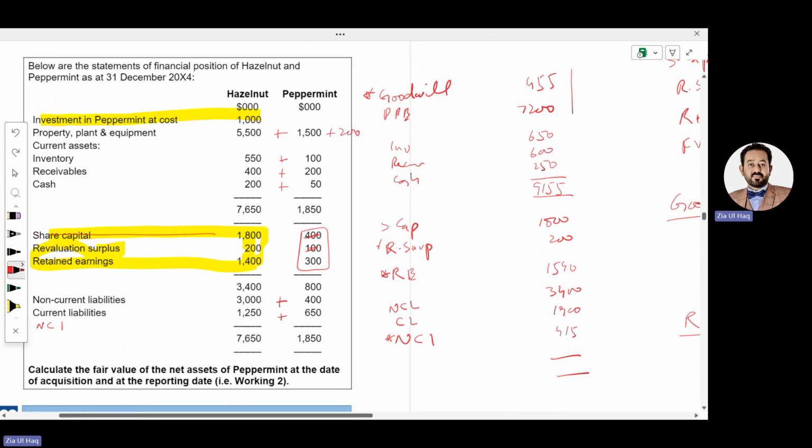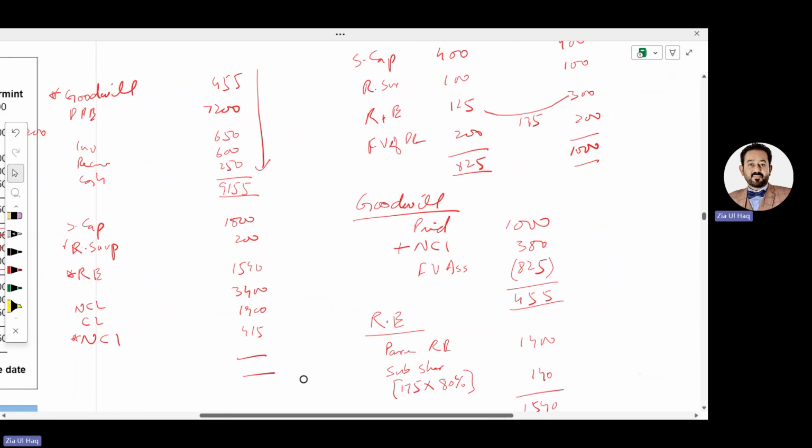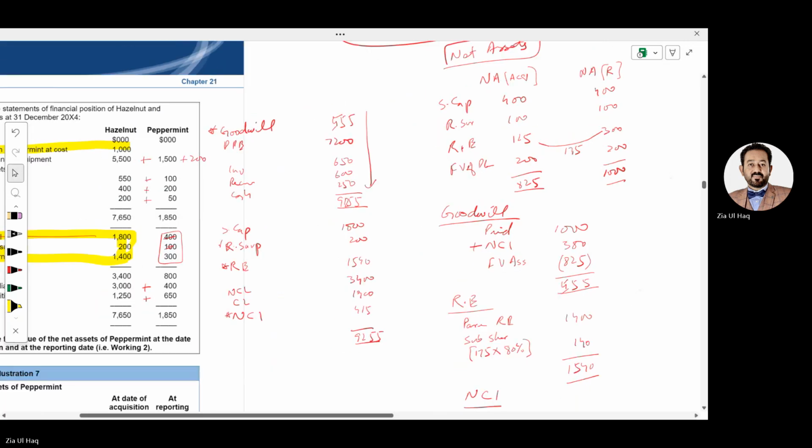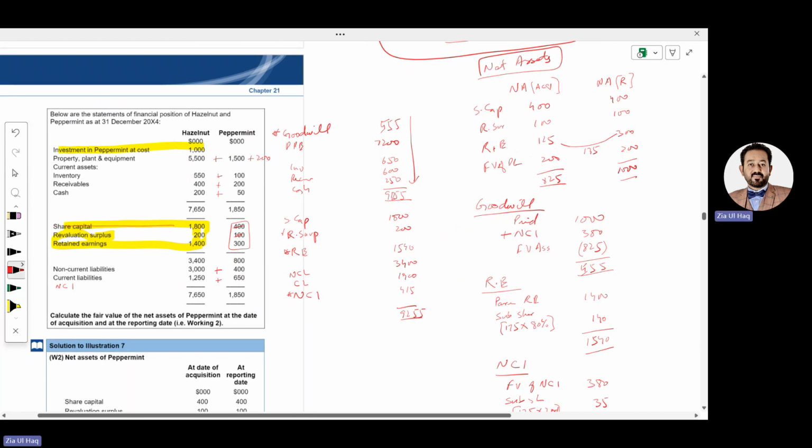Can you check whether this total is 9155 or 9255? Sir, what is the figure for goodwill, 455? Fine. 1000 plus 380 minus 825 is 555. Now 9255, tally. The goodwill calculation figure was wrong.